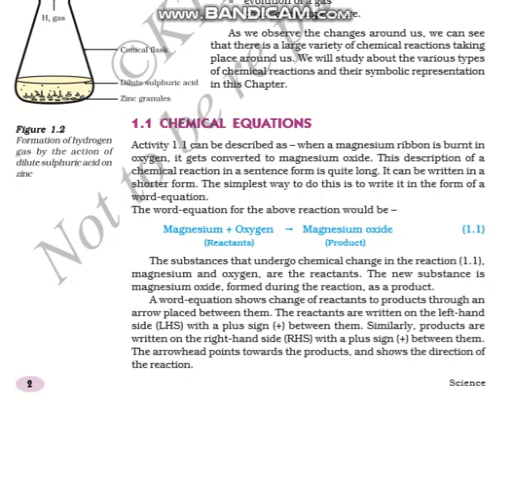Okay, now the first topic in your chapter is chemical equations. As we have learned in activity 1.1, when magnesium ribbon is burned in the presence of air, it combines with air and converts into magnesium oxide in the form of powder.